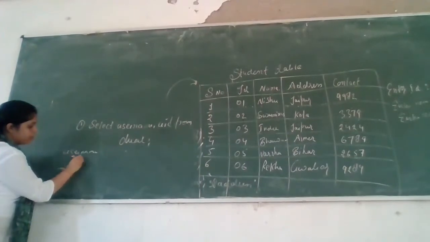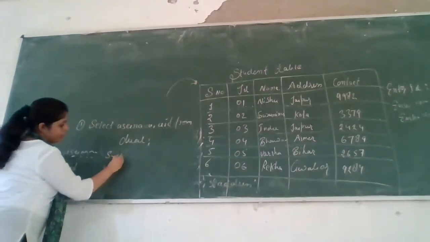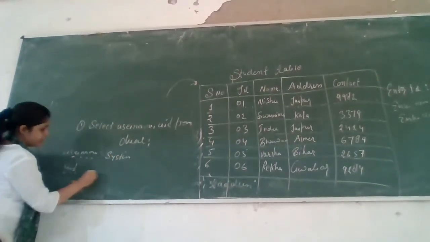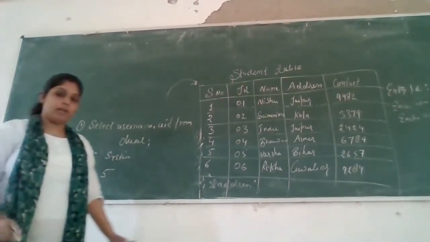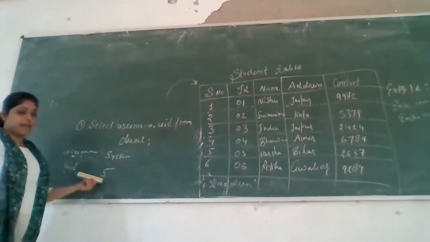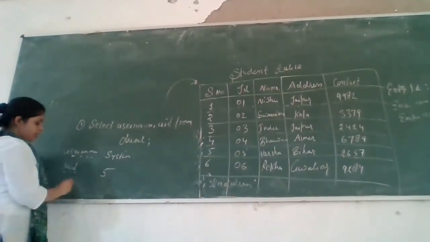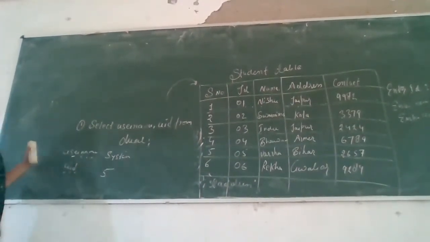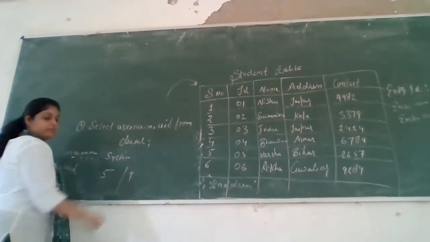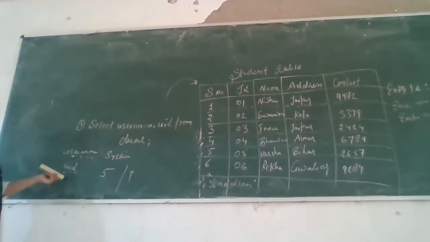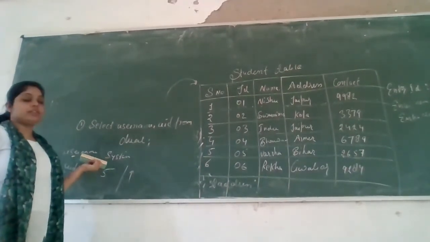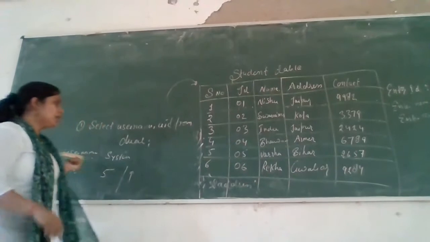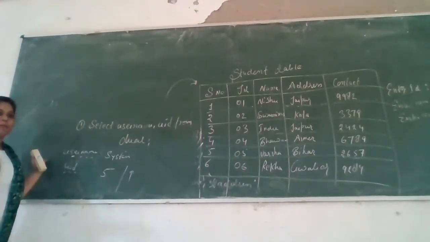The username will be system and the user ID is 5. If you are using Windows 7, then your user ID will be 5. And if you are using Windows 10, then your user ID will be 9. It's all dependent on your operating system. The remaining part, your system name, will be the same if you are using any type of operating system.